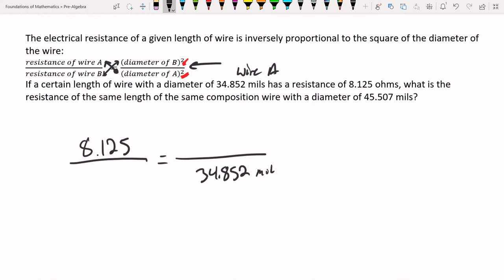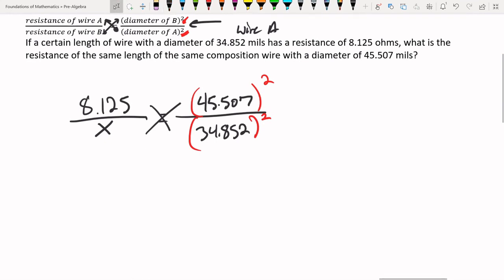Okay, what is the resistance of the same length wire with a diameter of 45.507? And I forgot the squares here. Both of these are squared, the diameters are squared. So we have our numbers. Now we can solve this by cross multiplying and dividing. I'm just going to show you the whole operation here instead of actually solving for the numbers specifically.